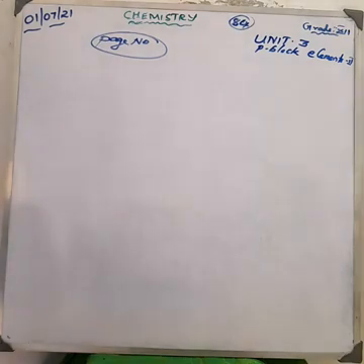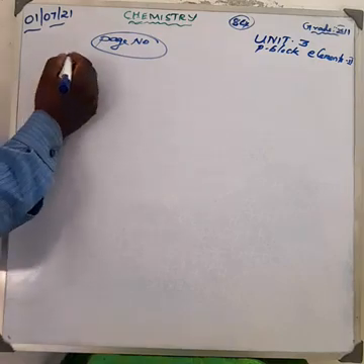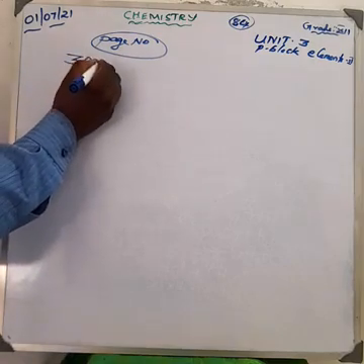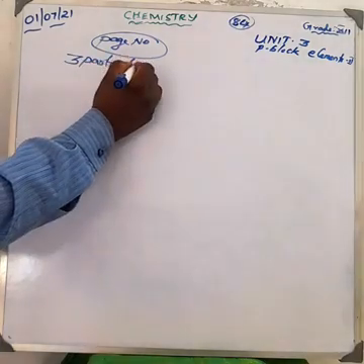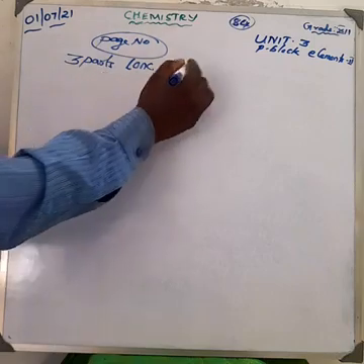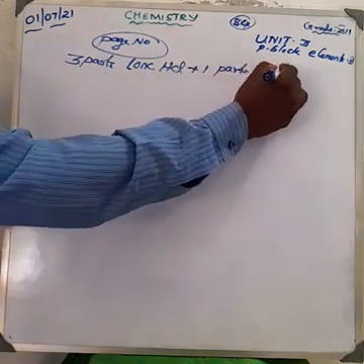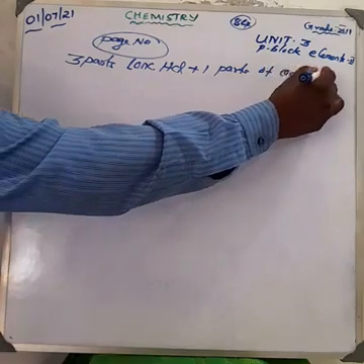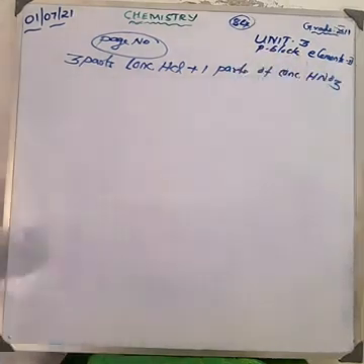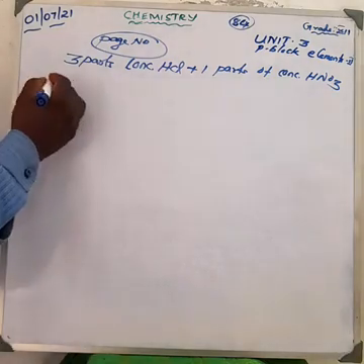Okay, anyhow, Aqua regia means royal water. What does that mean? 3 parts of concentrated hydrochloric acid, we are taking 3 parts, and 1 part is concentrated nitric acid. This mixture is called aqua regia. What is the use of this aqua regia? For dissolving gold, platinum, etc.